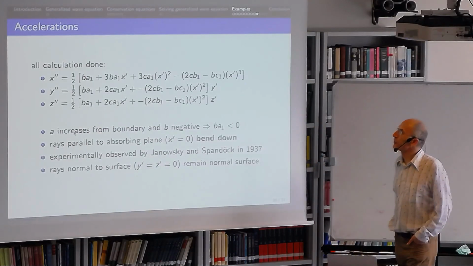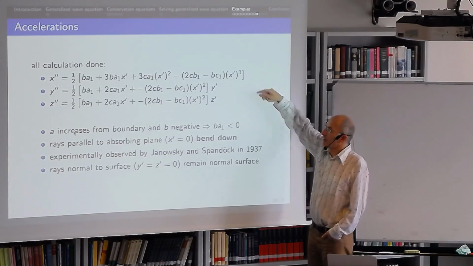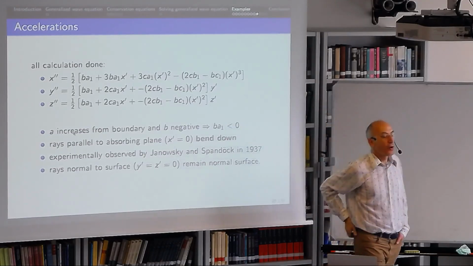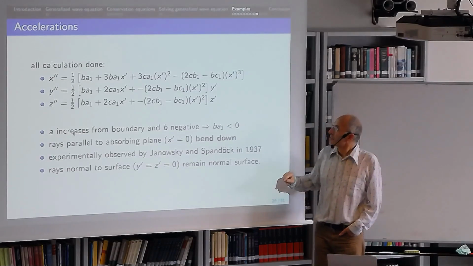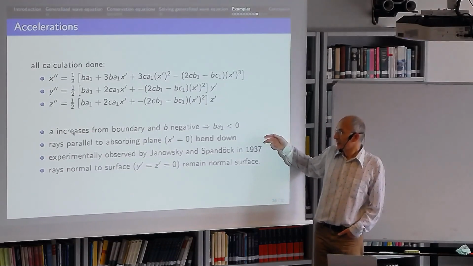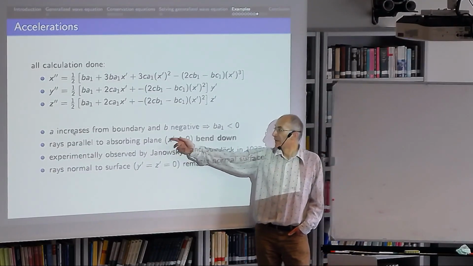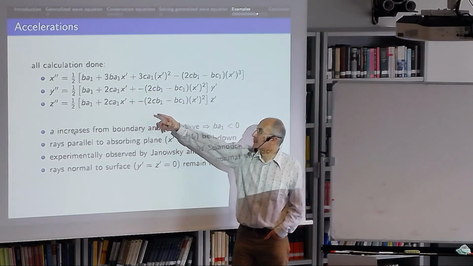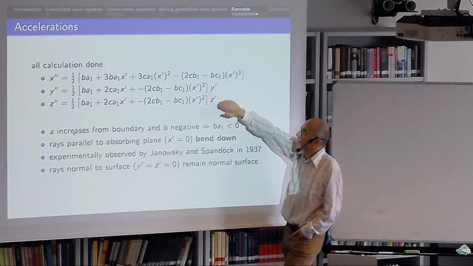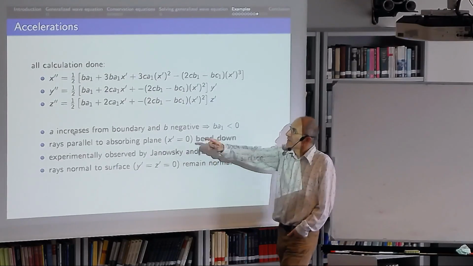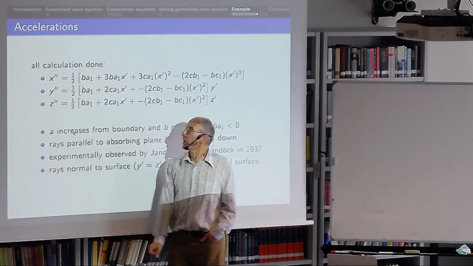So I have been computing it here for x. Remember here, x is the coordinate normal to the surface, and y and z are parallel to the surface. So what happens if the rays are parallel to the absorbing plane? Then at the beginning, x prime is equal to 0. So all these terms are 0, this one as well, which means that the only term which remains is the first term here, 1/2 of BA1.